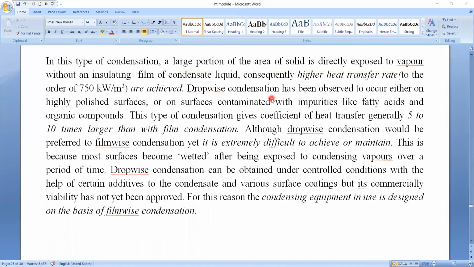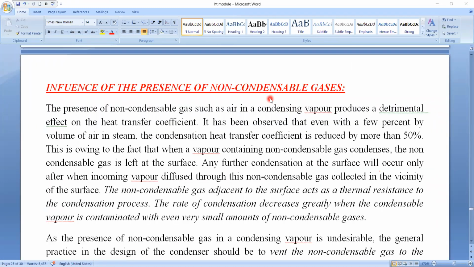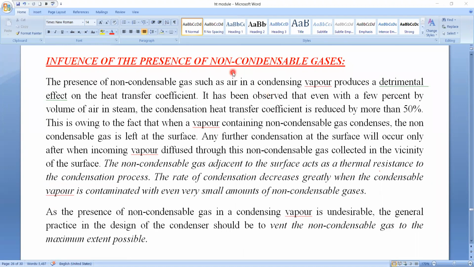Okay, now let's go to a very important topic which is mentioned in the syllabus, and sometimes he will ask it for 4 to 5 marks. What is the influence of the presence of non-condensable gases? What is the influence on the condensation process when the vapor is mixed with non-condensable gases?